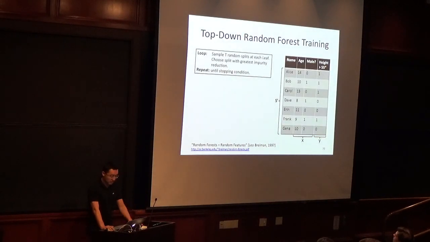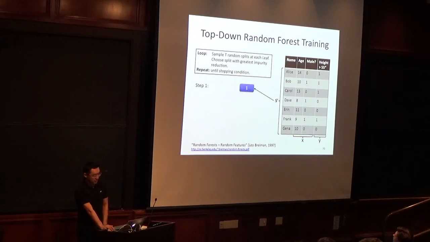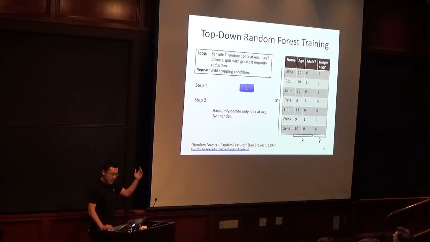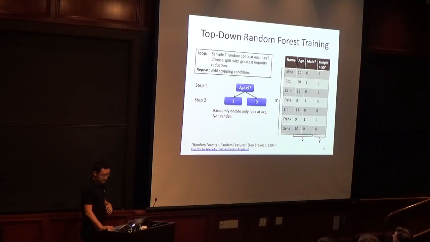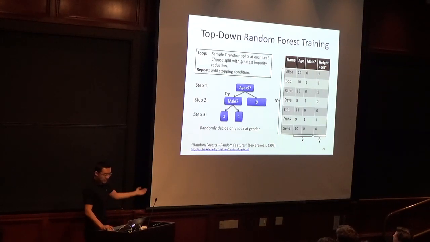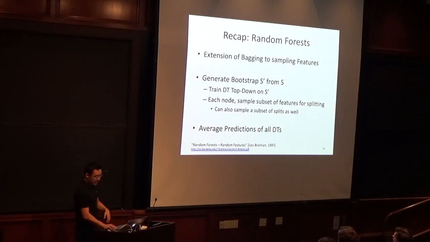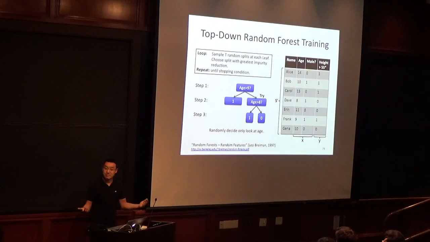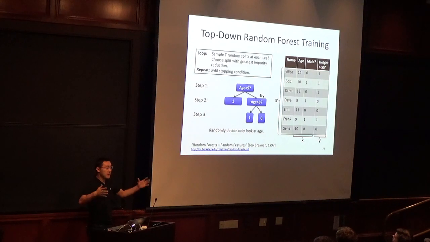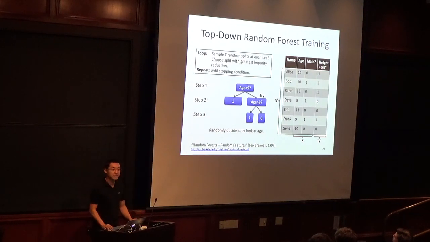All right, so just to go over this, I'm almost done. We have the initial root node. We randomly, and this is a very trivial example, decide only to look at age and not gender. And then we randomly decide to look at only gender again. Over here, we randomly decide only to look at age, and that's basically how it works. It just adds more variability to the trees, which means there's more variability that you can eliminate by averaging.